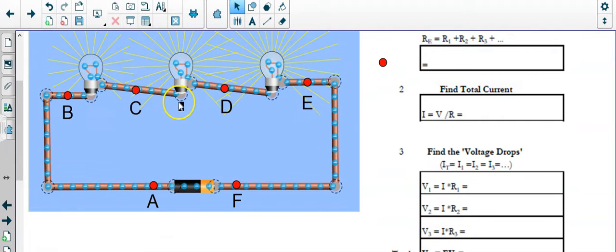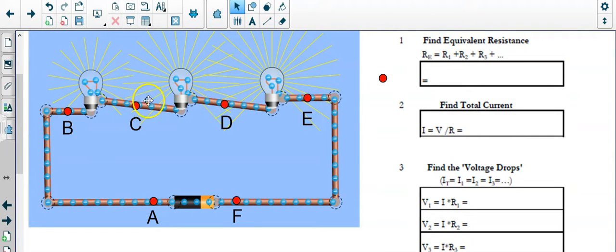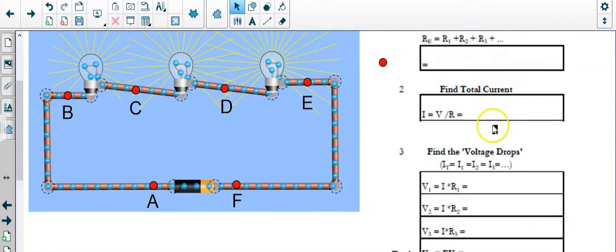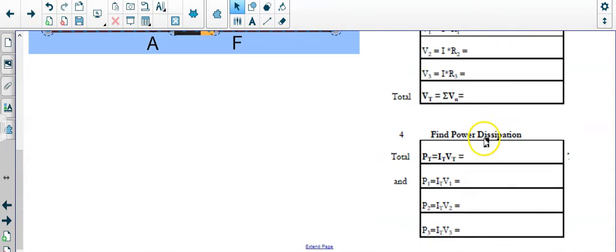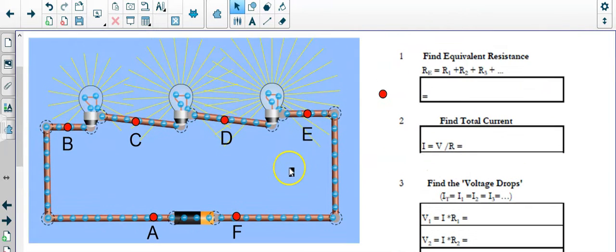And we're going to use an analogy like a toll bridge. You have to pay a toll to get across. So we're going to explain that in a moment. And then finally, how many watts of power are used in the whole circuit and at each element in the circuit. All right, let's get started with an example.